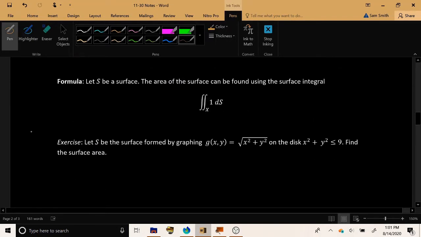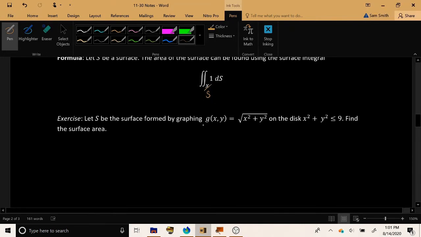So the first formula that we'll make use of in an exercise: if we have a surface denoted by the letter S, then the area of that surface can be found simply by calculating the surface integral over the surface S of the constant function 1. So if you want the surface area, just integrate 1 over the surface.